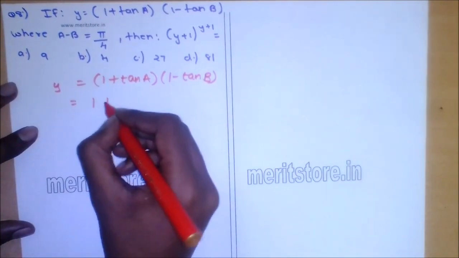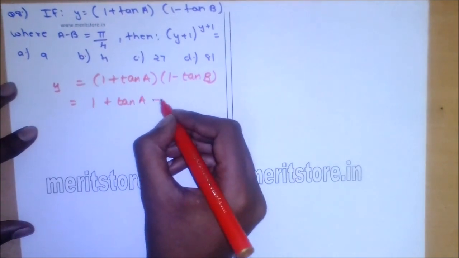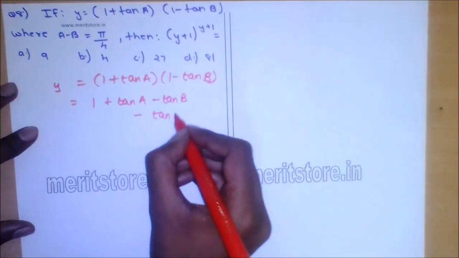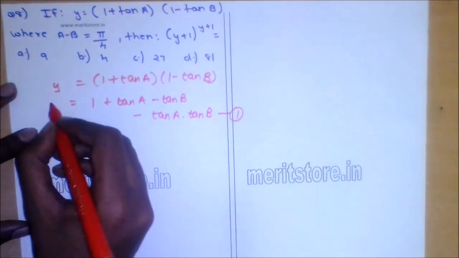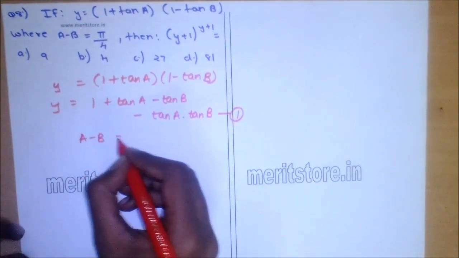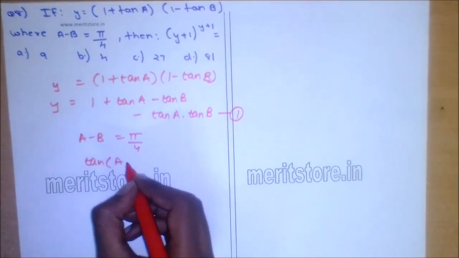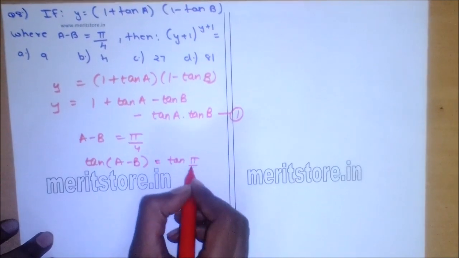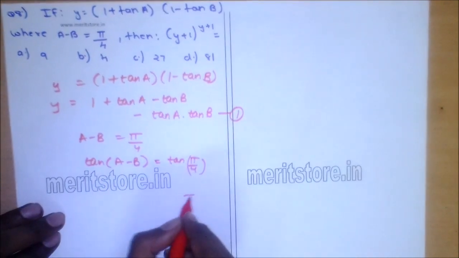that is 1 plus tan A minus tan B minus tan A into tan B. Let this be equation 1. Now A minus B equals pi by 4. So therefore tan of A minus B is tan pi by 4. Tan pi by 4 is 1. So this is equal to 1.